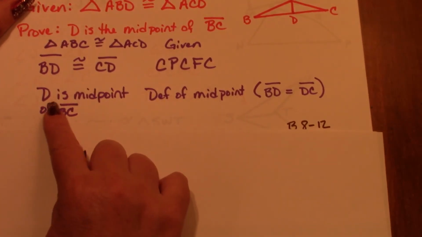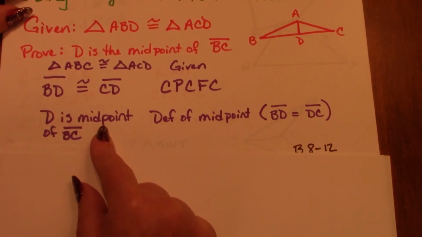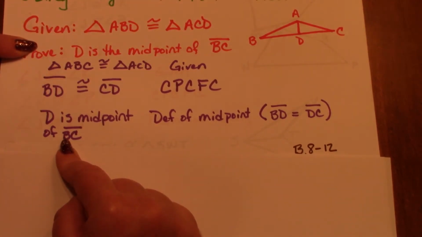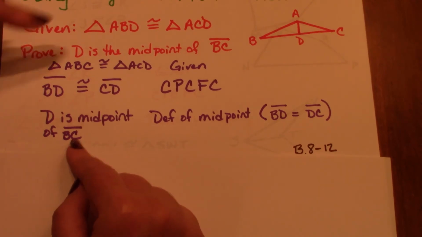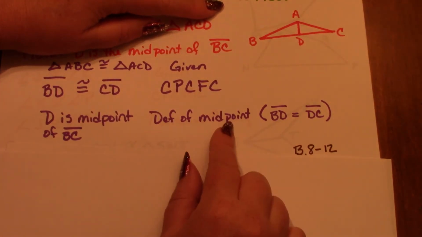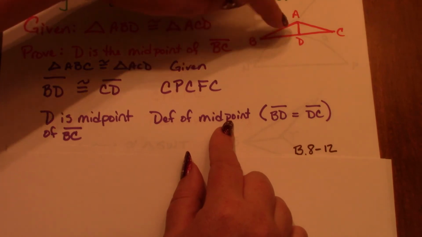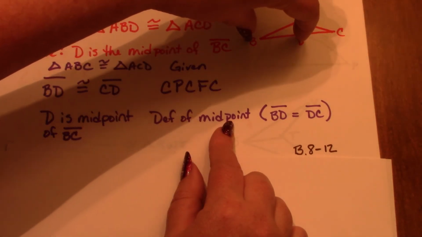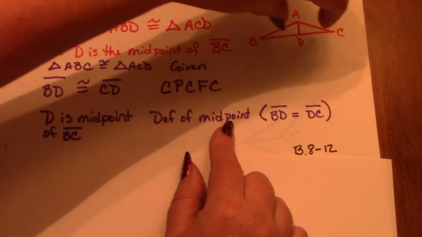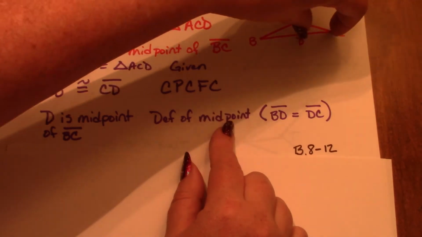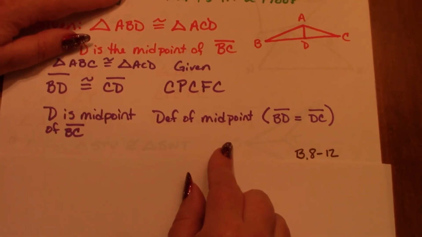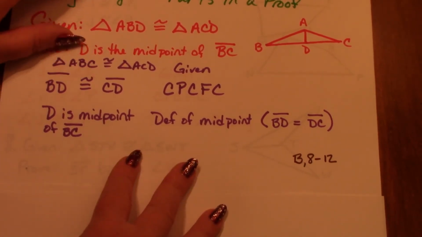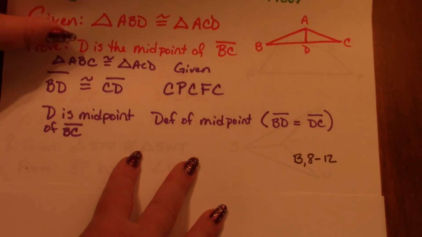Now we're trying to prove that D is the midpoint of BC. That's what we're trying to prove. And we know that because of the definition of a midpoint. The definition of a midpoint is that D is exactly in the middle of this line because this part of this line and this part of this line are both equal to each other. So pause here, try B and try numbers 8 through 12 and come back when you're done.